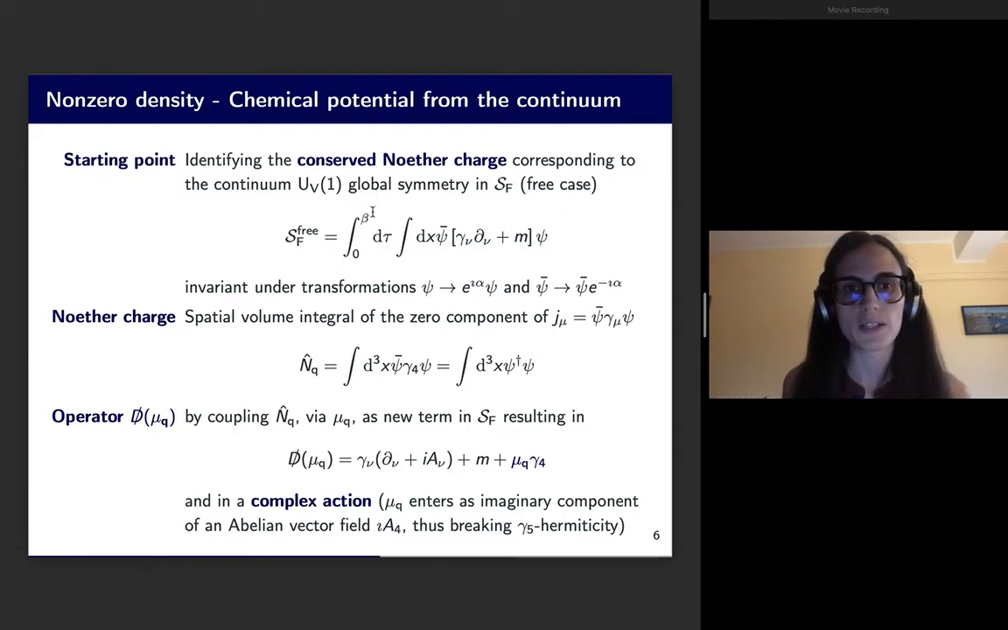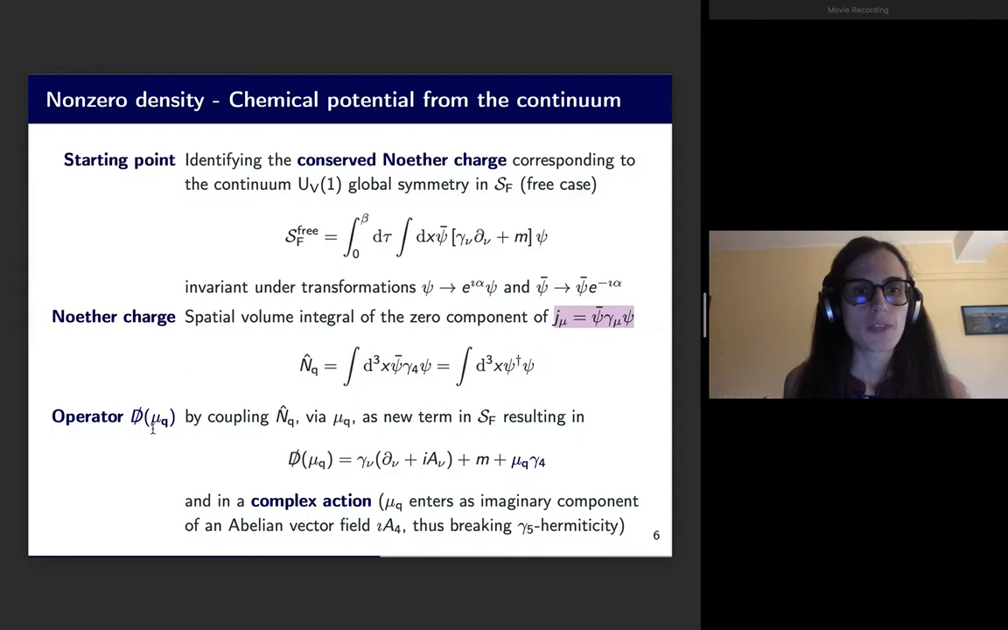For example, in the free case, this is the fermionic part of the action, and it can be proven to be invariant if the spinors transform in the following way, which is the U(1) global symmetry of this action. And we then can move on to writing down the corresponding conserved Noether charge by the spatial volume integral of the zero component of the current, which is given by psi bar gamma_mu psi.